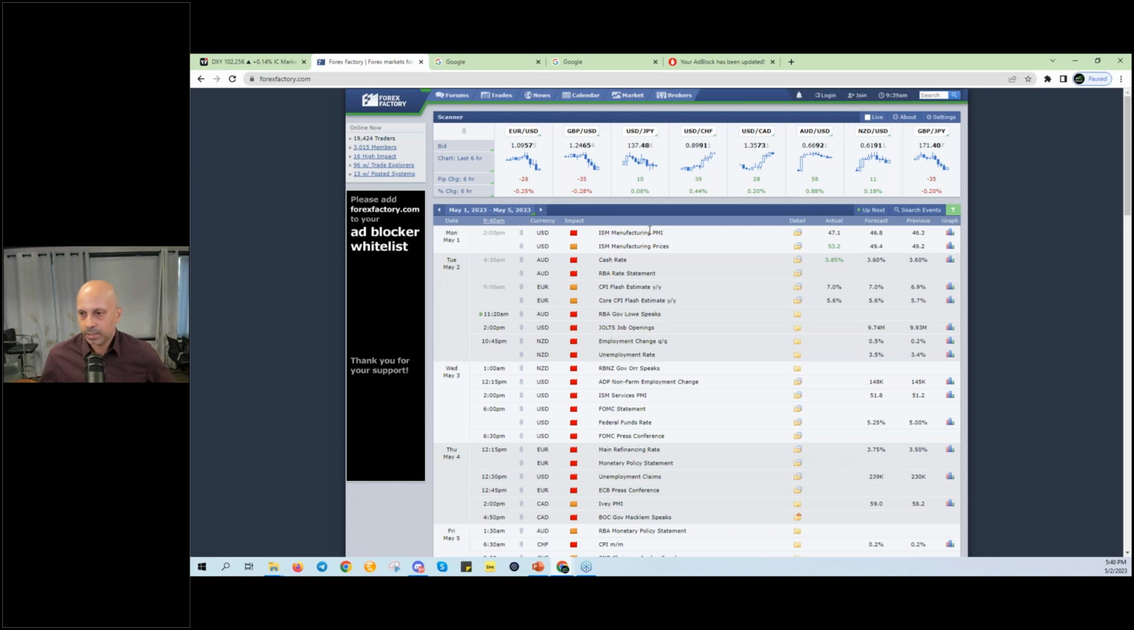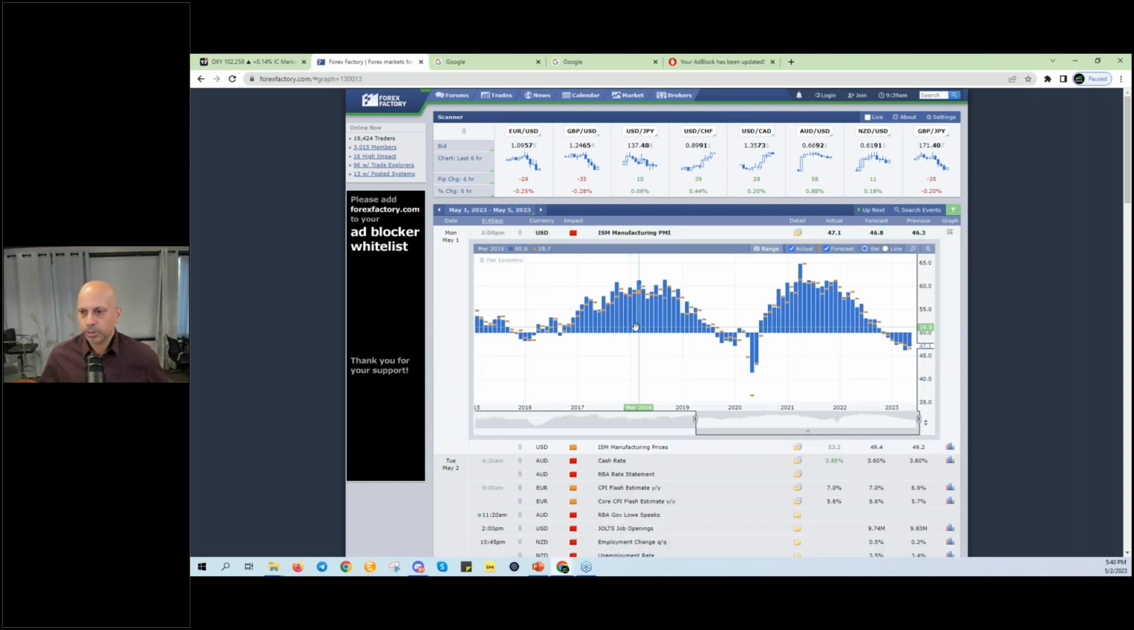Just quickly, last night we had ISM manufacturing PMI data. The good thing about Forex Factory is when you click on the graph icon, it will show you the history of that particular data point. This is the ISM manufacturing PMI, which is the purchasing managers index, which is now in contraction territory. This means that the manufacturing sector of the US hasn't been expanding, it's actually been declining. And this has impact on prices, new orders and future business activity for this sector.